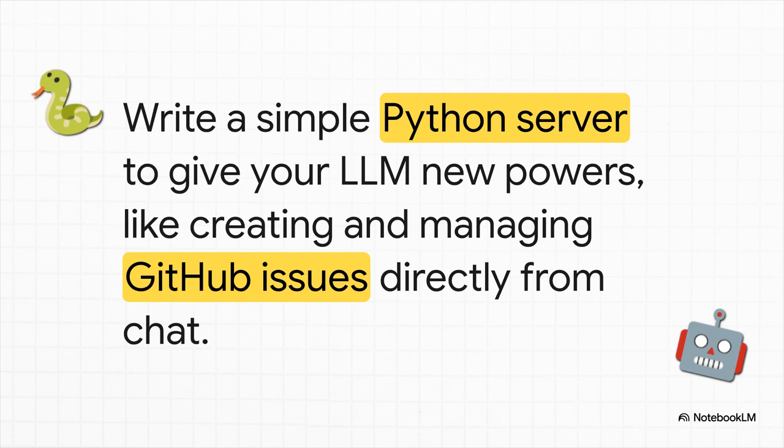Okay, level 2. This is where you start to write a little bit of code. Let's say you want your LLM to manage your GitHub projects for you. Well, you could write a simple server in Python that gives the AI new superpowers, like creating and listing all your GitHub issues, just by asking it in the chat.